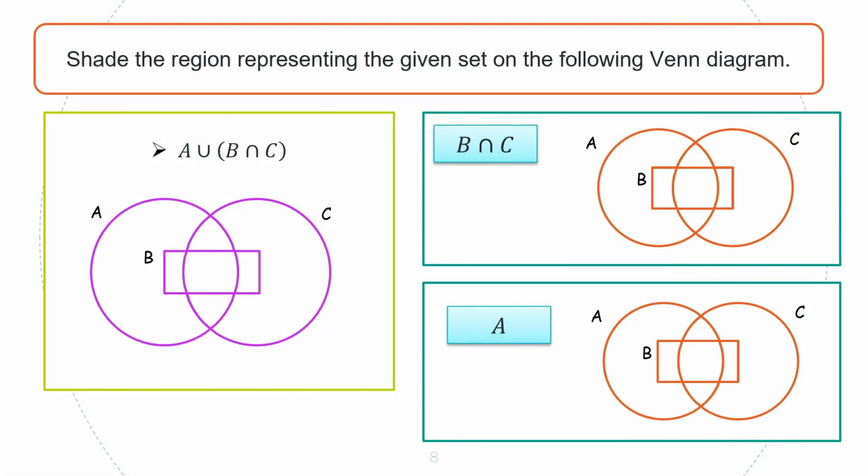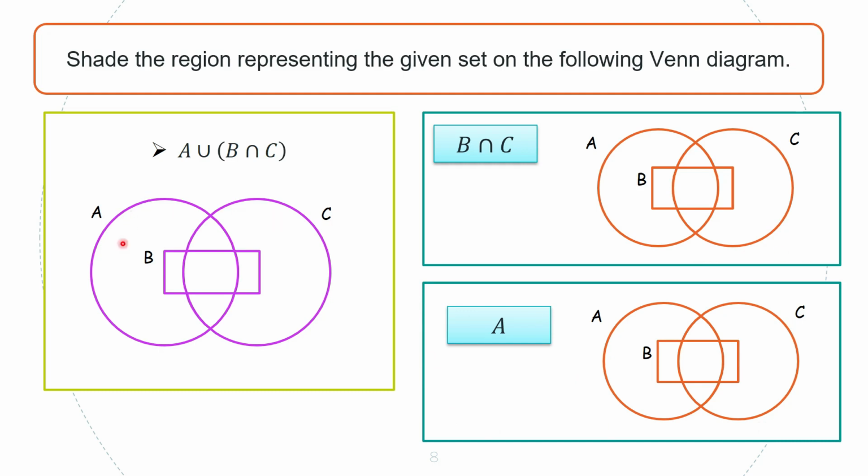Okay, now another kind of example. Shade the region representing the given set on the following Venn diagram. Okay, this is the question. The question is A union bracket P intersect C. First, we must solve the bracket first. Okay, this bracket is represented in the first box. The set A is represented in this box.